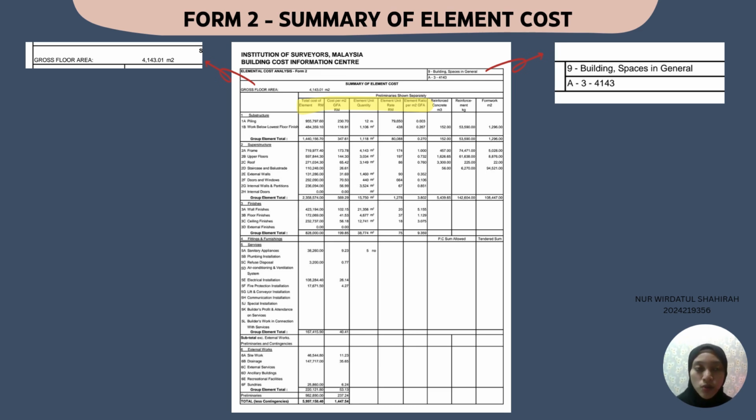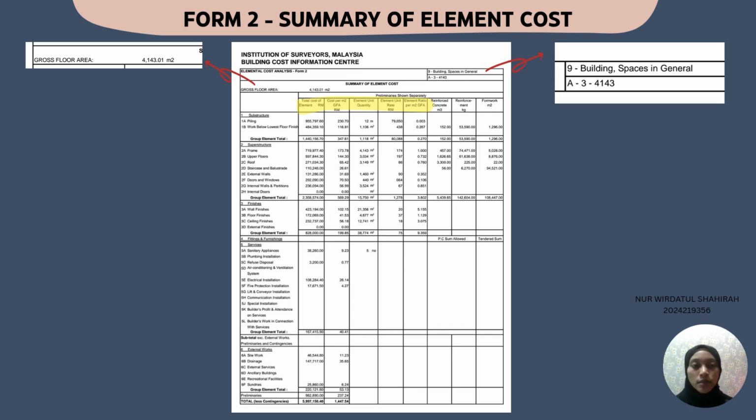For the second element, superstructure contributes the largest portion of the total cost with a value of RM 2,358,574 or 39.32%. This category includes the main structural components such as the building frame, upper floors, roof, staircases, and both internal and external walls. The costs associated with internal partitions, staircases, doors, and windows are also included under this element. The distribution of costs in this element reflects the major materials and structural labor required to erect the building.